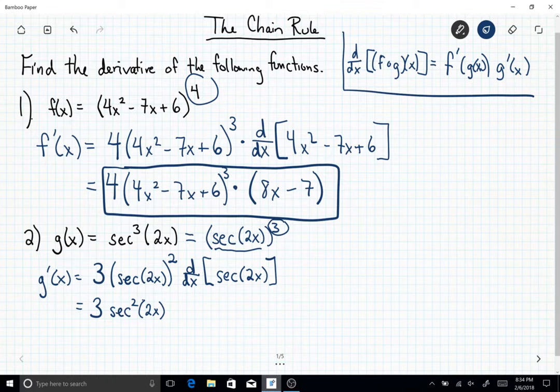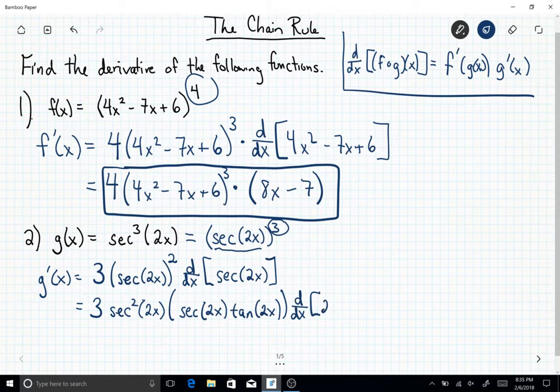Notice you have an outer and inner function here. The outer function is the secant. The inner function is the 2x. Well, the derivative of secant is usually secant x and then tangent x. But instead of secant x, you have secant of 2x times tangent of 2x. And then all that will be times the derivative of the inner function, which is 2x.